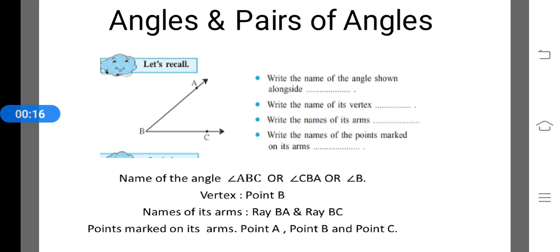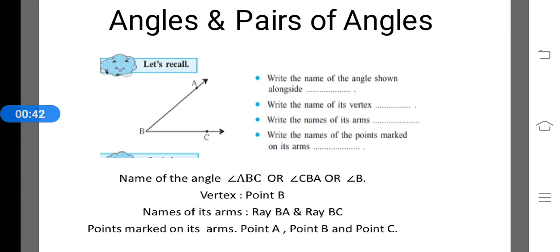Let us solve that. Write the name of angle shown alongside. Answer is angle ABC or angle CBA or angle B. Write the name of its vertex. The vertex is point B. Write name of its arms. Ray BA and ray BC.